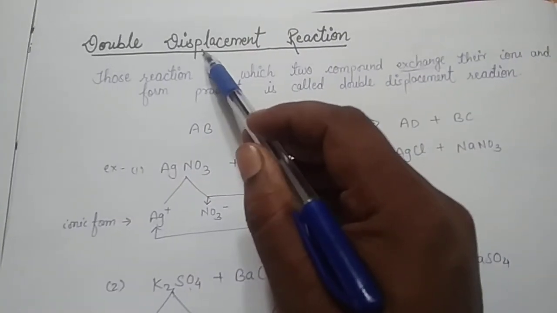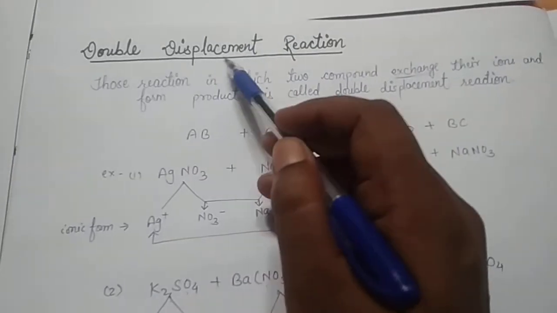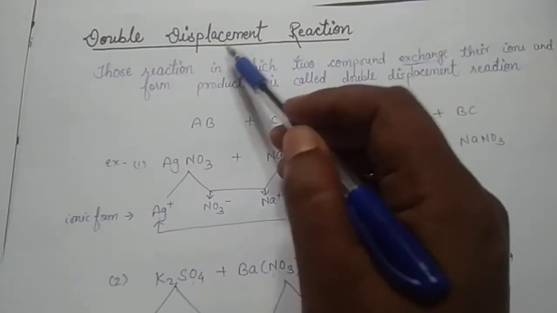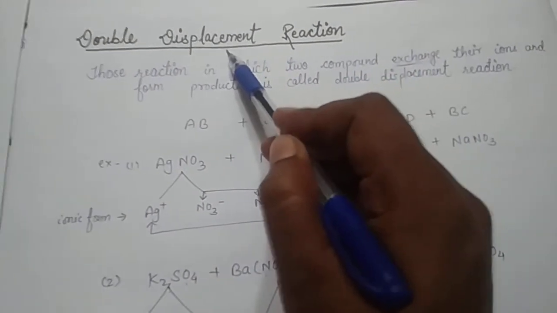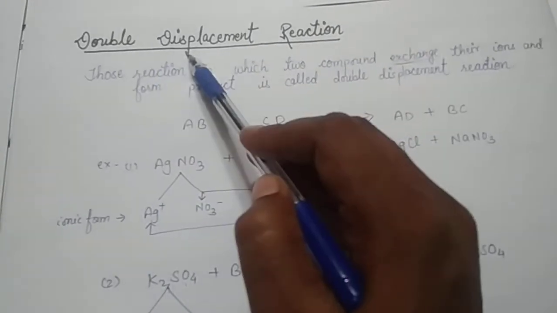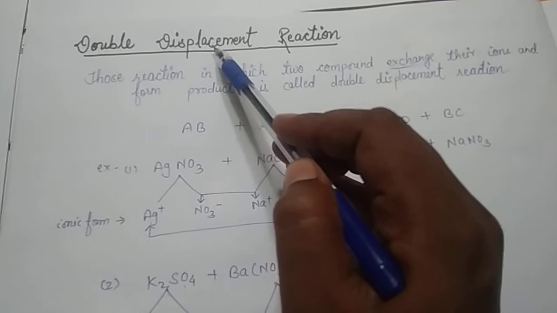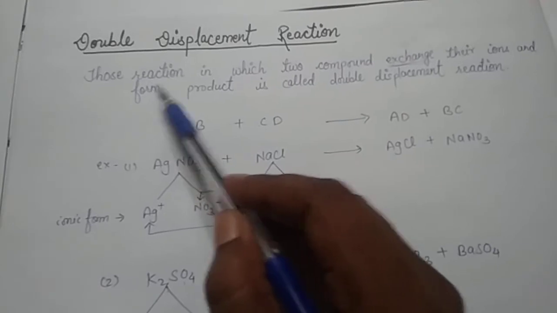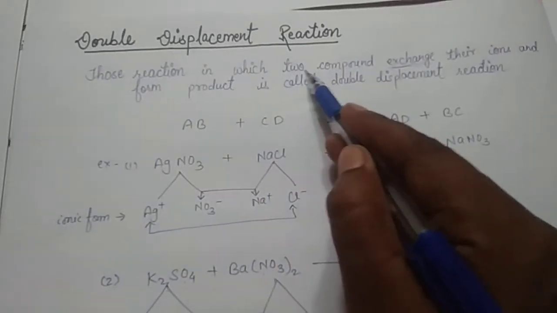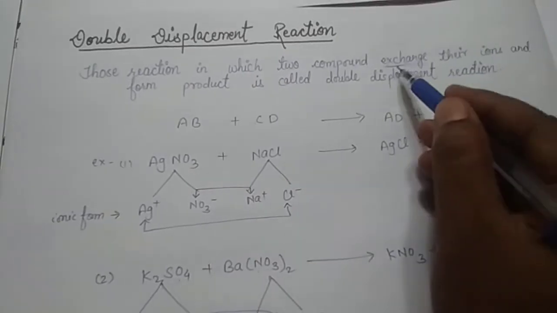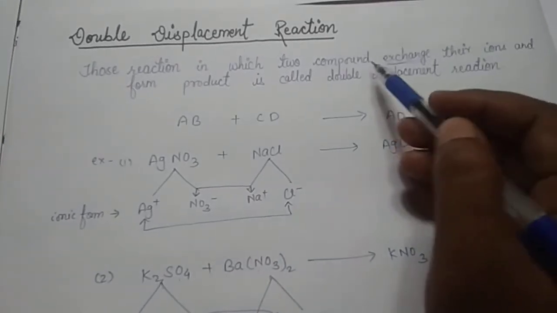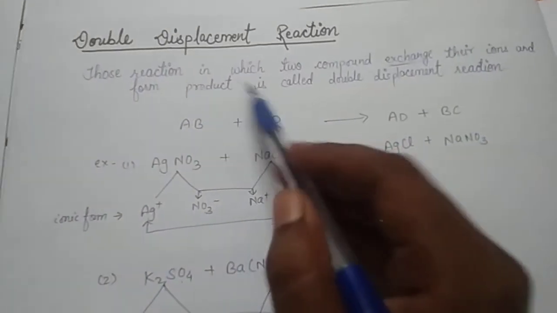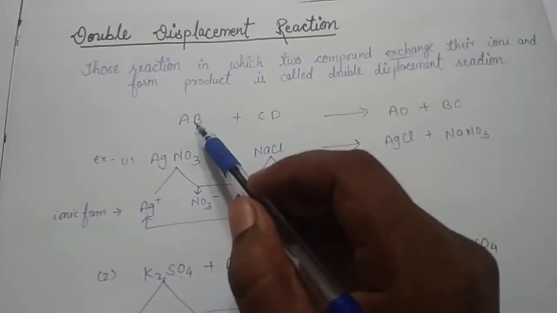Children, I've already told you that displacement means removal of an atom, meaning how a highly reactive metal displaces a less reactive metal. Clear? So there will be double displacement. Two atoms will exchange their positions according to their reactivity series. So those reactions in which two compounds exchange their ions and form products are called double displacement reactions.